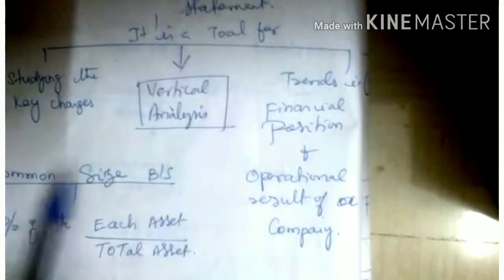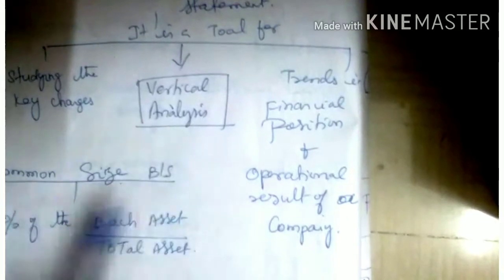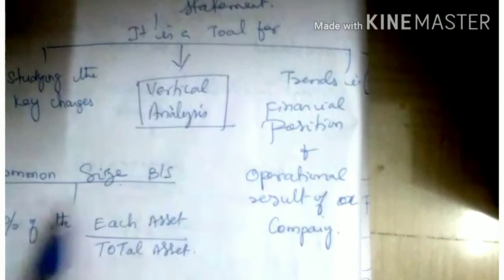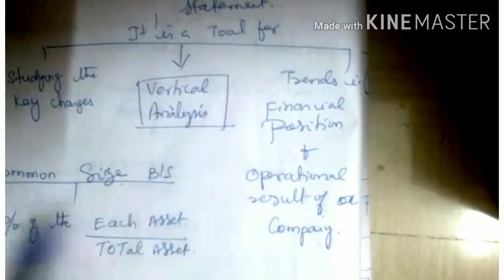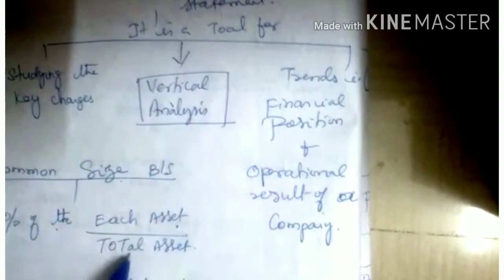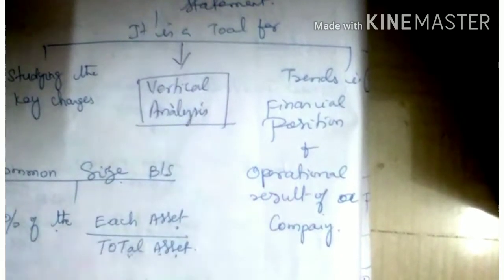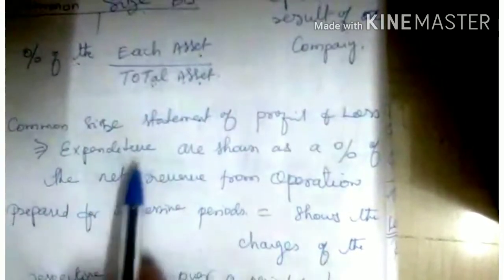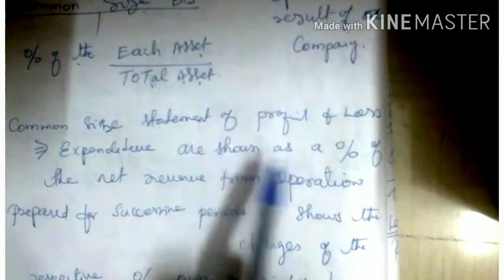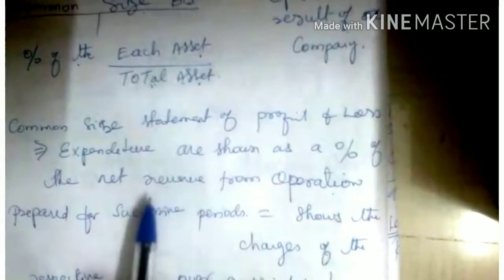The common size assessment is calculated based upon the balance sheet and similarly our profit and loss account. In the balance sheet, the percentage of each asset is based upon our total asset, so everything is based upon our total asset. Then the common size statement of the profit and loss account: here the expenditure is shown as a percentage of the net revenue from operation, nothing but our sales.